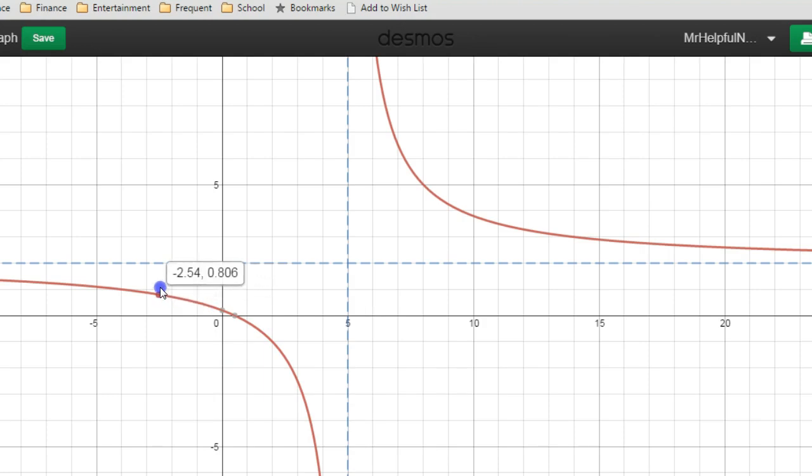Okay, so here I go, getting closer, and there it is. At negative 3, we are undefined.